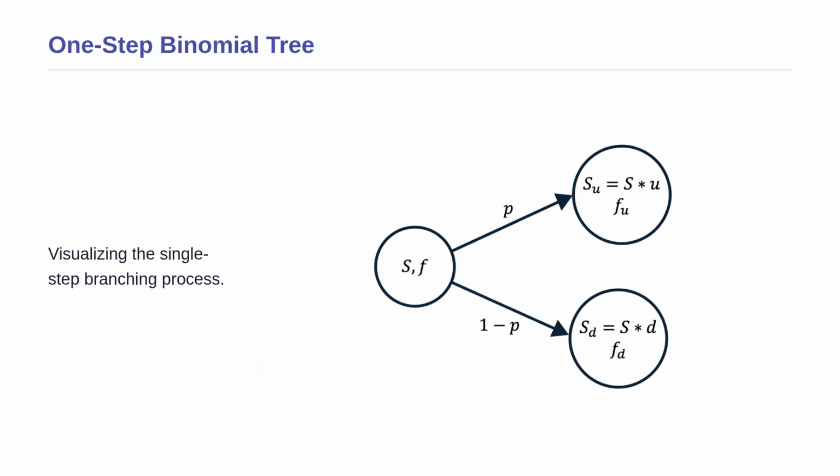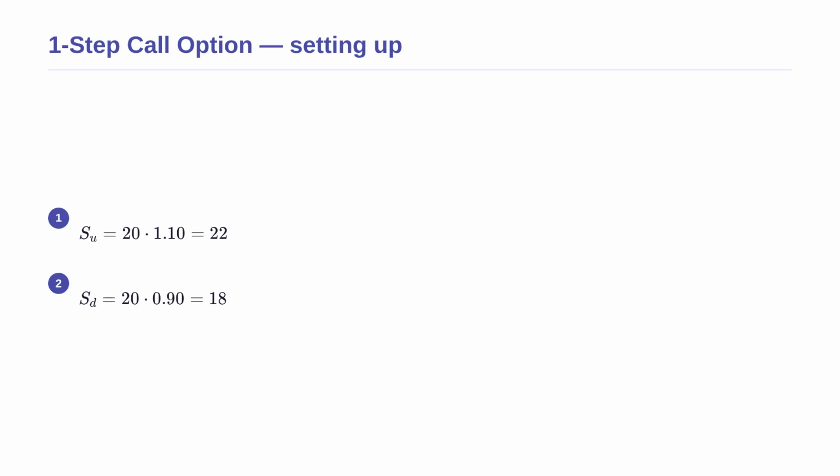Before we move on to calculations, let us visualize this framework. Here you are looking at a one-step binomial tree diagram. On the left, we have our single starting point, representing the current stock price S and option price F. From here, time moves forward, branching into two possible futures. Following the upper path with probability P, we reach the optimistic scenario, where the stock price is S times U. Following the lower path with probability 1 minus P, we reach the pessimistic scenario, where the stock price is S times D. By calculating the values at the end of these branches, we can work backward to find the value at the start.